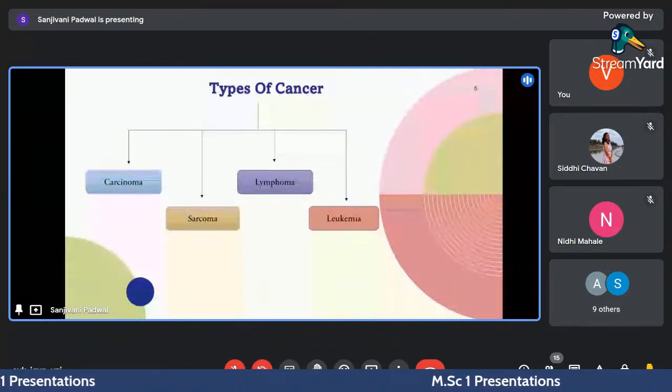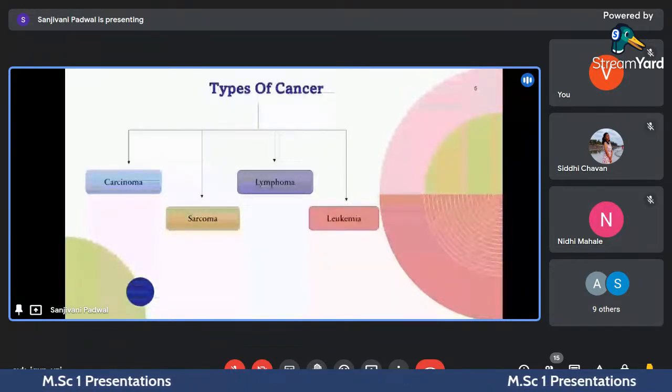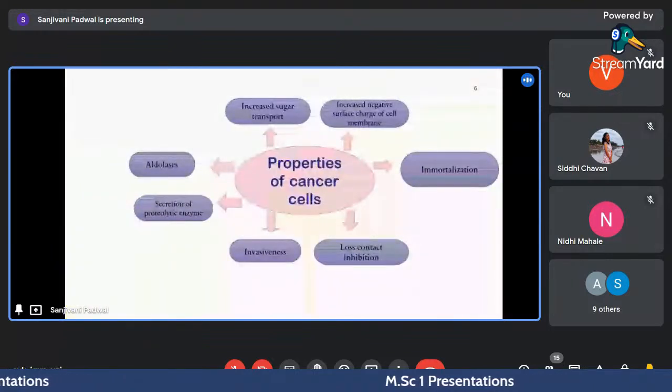Then the fourth type is leukemia. Leukemias are neoplastic growths of leukocytes. Then the next one is the property analysis. So let's see one by one.